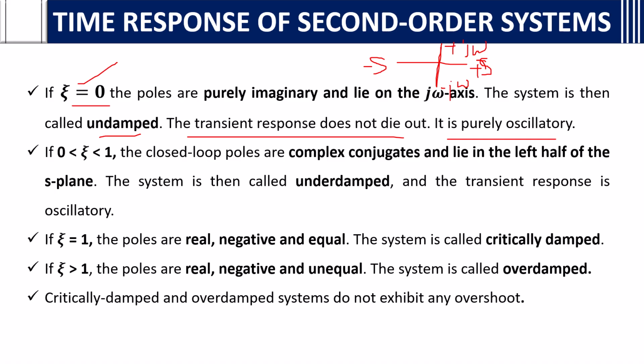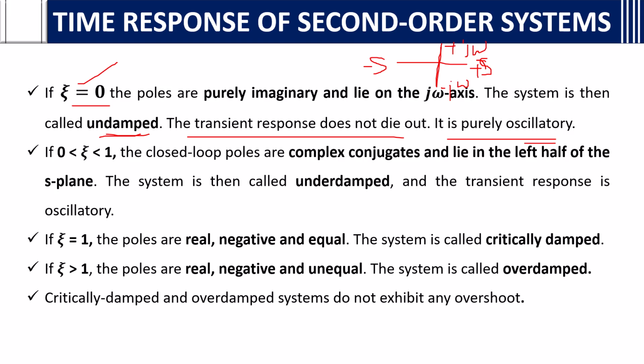In questions, they may give some equation where you need to find the values. If you get xi as 0, then it is undamped. You should write that it is undamped, the poles are purely imaginary, and it is purely oscillatory. You need to write it in this way.